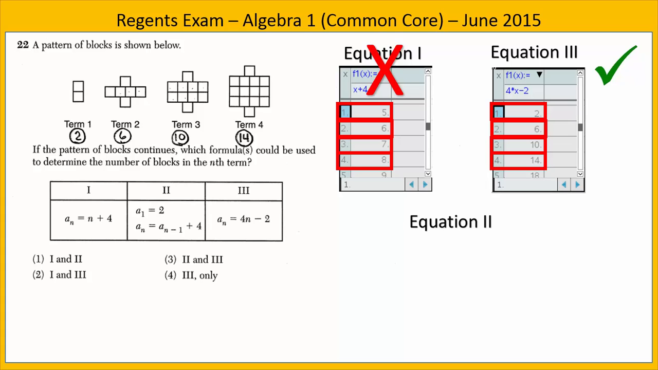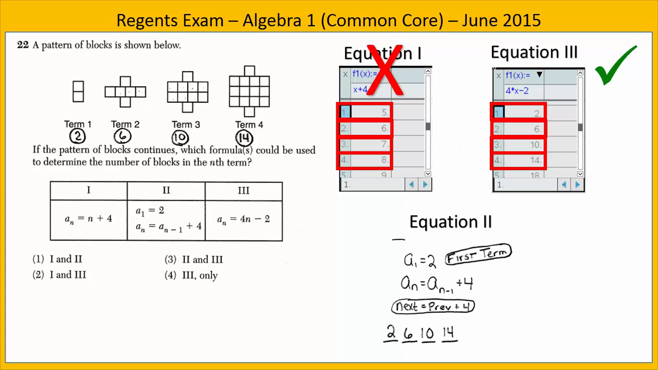How about equation number 2? That's a recursive formula: a_n equals a_(n-1) plus 4. The first term is 2, and each term is generated by taking the previous term and adding 4 to it. When I do that, I get the sequence 2, 6, 10, and 14. Again, that matches the sequence that I have from the blocks. So it looks like equations 2 and 3 are valid equations for my sequence. Read the choices carefully. Which one gives us equation 2 and equation 3? Choice 3.